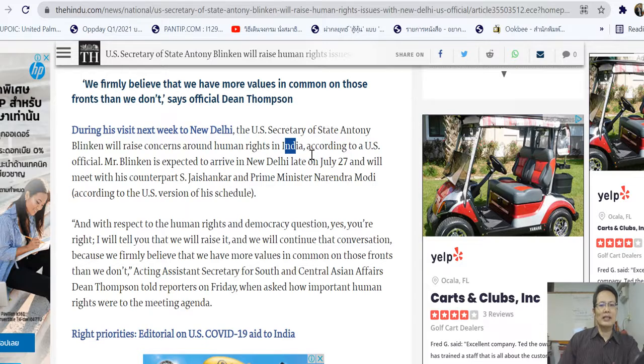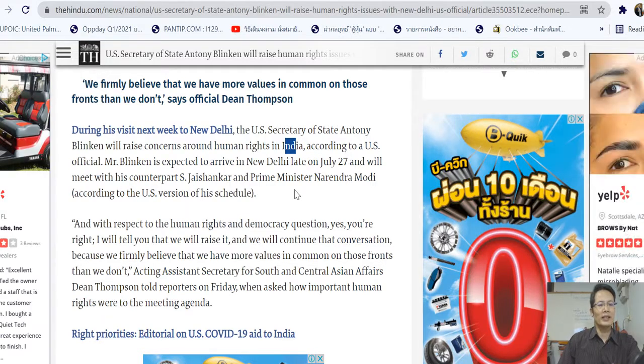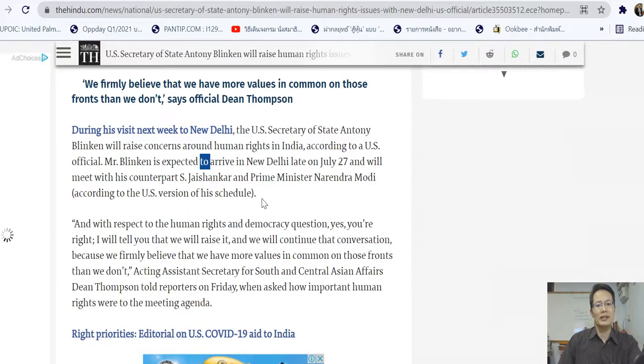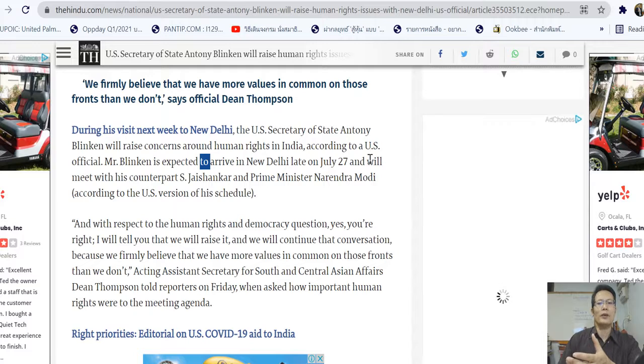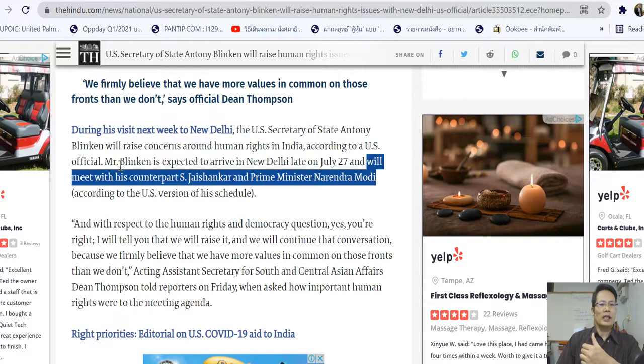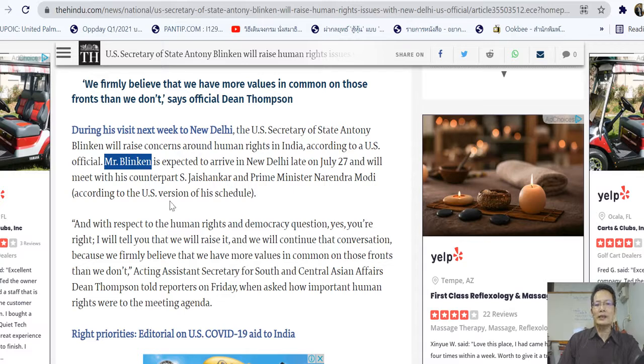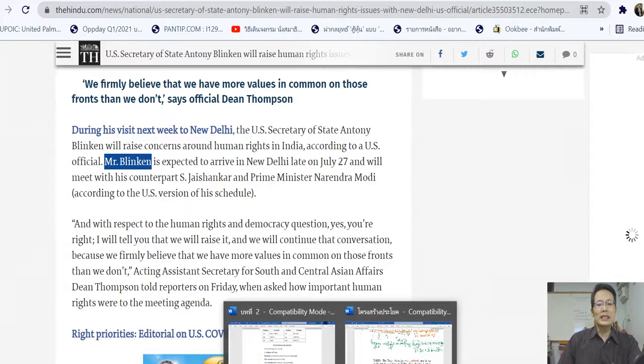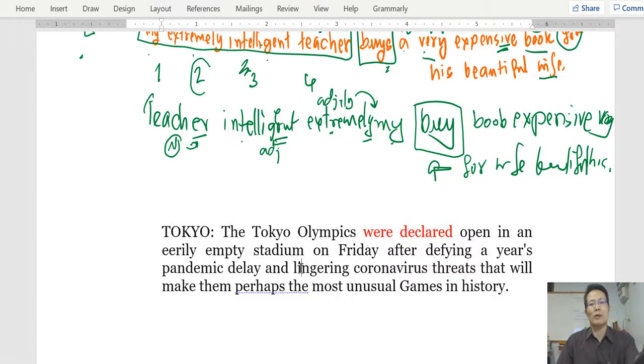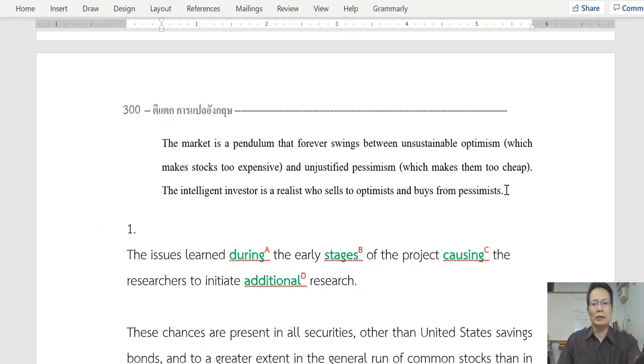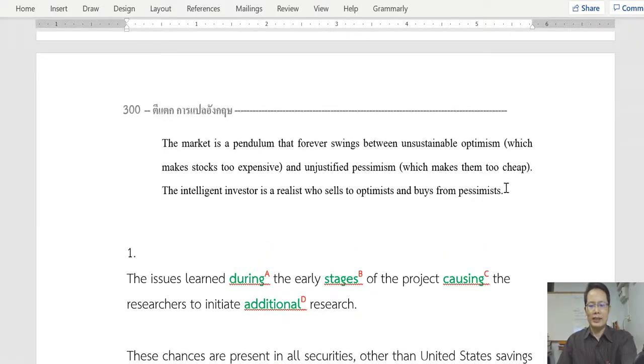In a sentence like this, according to US official. Quite easy. Same language. Blinken is expected, passive voice, to arrive. Two verbs come together, so we use to in between. That is to infinitive, in New Delhi late on, etc. Will here also becomes the verb of Mr. Blinken, same person, but two actions here. See, nothing different. So this type of, this morning, let me continue my explanation from yesterday's class.